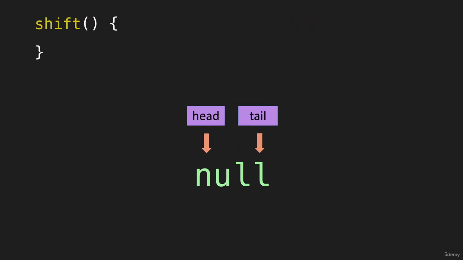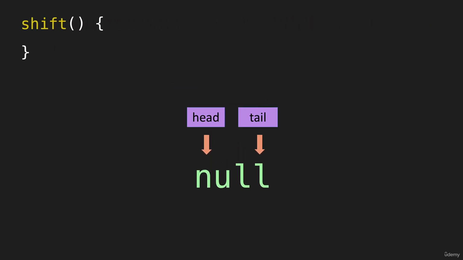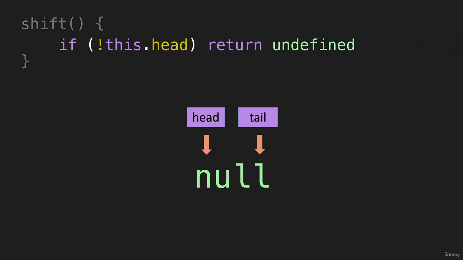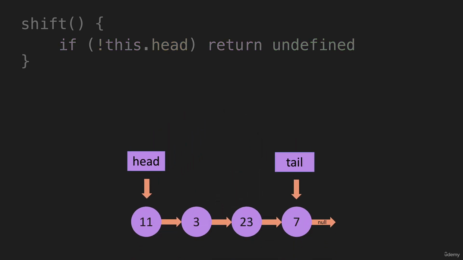Okay, so we'll start our code out like this. This is going to be our first scenario that we code for, if we have an empty linked list. And we'll just do this like this. If head is null, we're going to return undefined. And our next scenario is going to be if we have two or more items in the linked list.